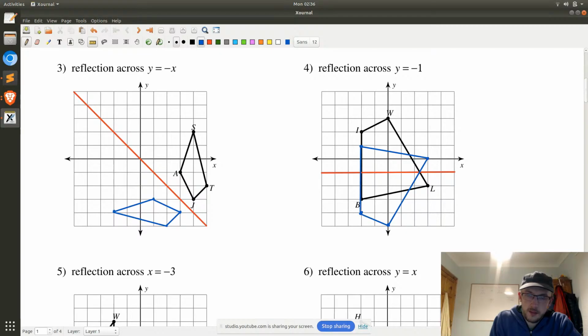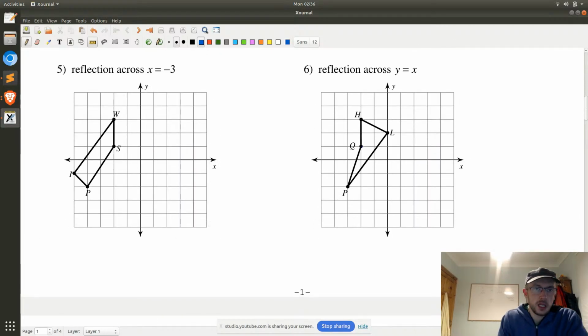the points like that. Reflection across x equals 3. So first make x equals -3, which is that line right there. Then chart the points. There, there, there, and there, and connect them. Like that.